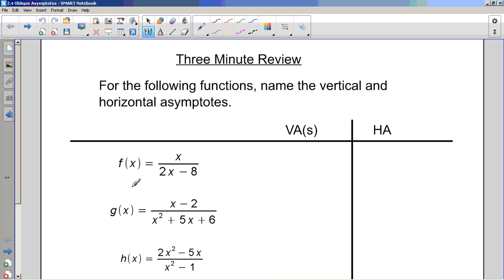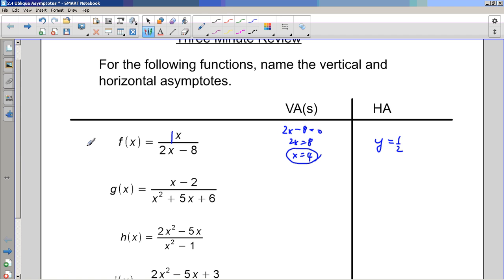The idea is that now that I'm given a rational function, I should be able to pick off the vertical asymptotes and horizontal asymptotes fairly quickly. The vertical asymptotes, remember, happen where the bottom is 0, and when's that? x equals 4 is the equation of the vertical asymptote. For the horizontal asymptote, we think about the degree, and since the top and bottom are both degree 1, we pick off the leading coefficients. The horizontal asymptote is y equals a half. That's all we're asked to do. We're not asked to sketch it or anything like that. So on we go. Vertical asymptotes are when the bottom is 0.